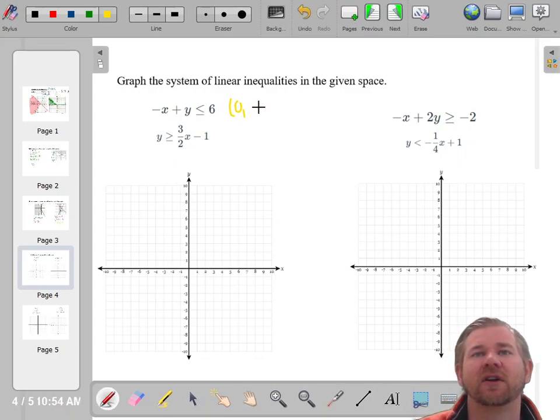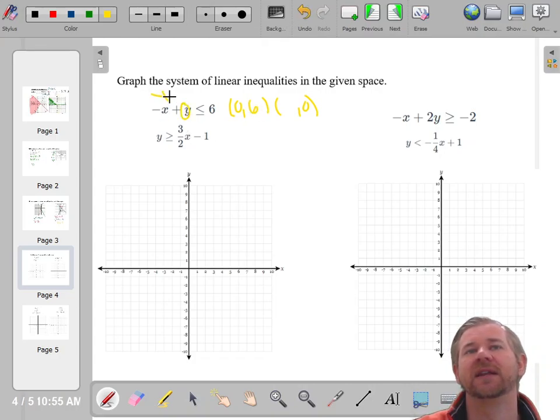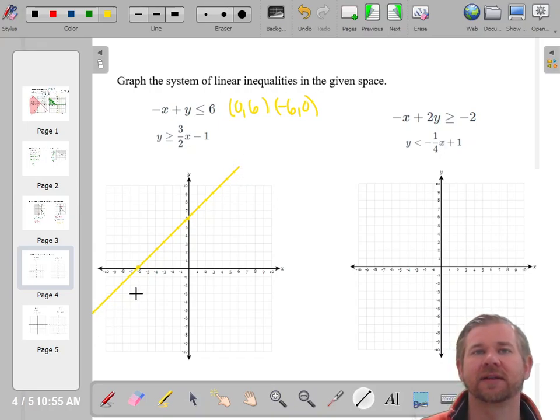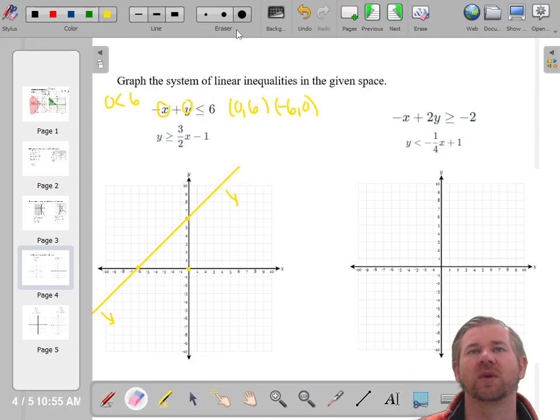Let's plug in 0 and 0, not at the same time. If you plug in 0 for x, you get y equals 6. If you plug in 0 for y, negative x equals 6, so that is negative 6. So the intercepts are at 6 for the y-intercept and negative 6 for the x-intercept. Since it's a less than or equal to, I will keep a solid line. And then when I test the ordered pair 0, 0, since 0 is less than 6, this point works, so all the points on that side work. We're going to shade towards it.